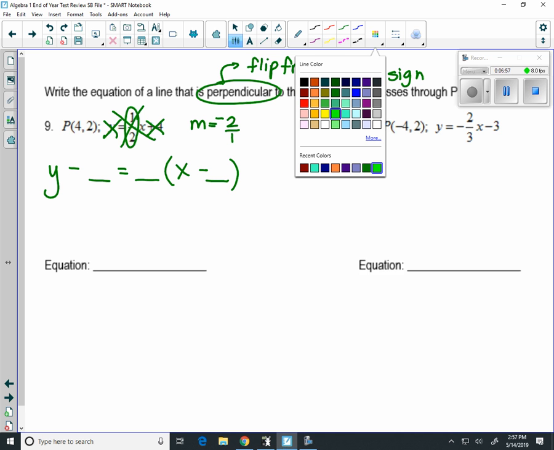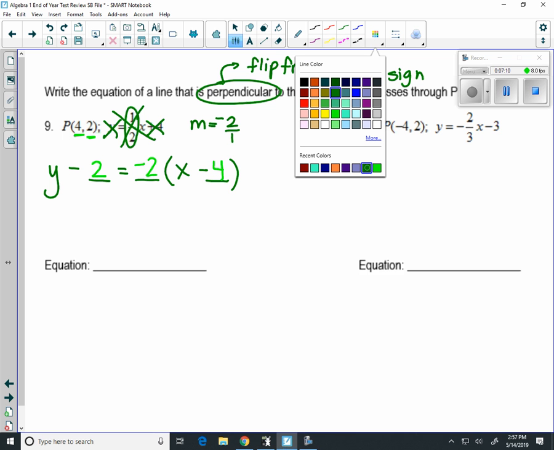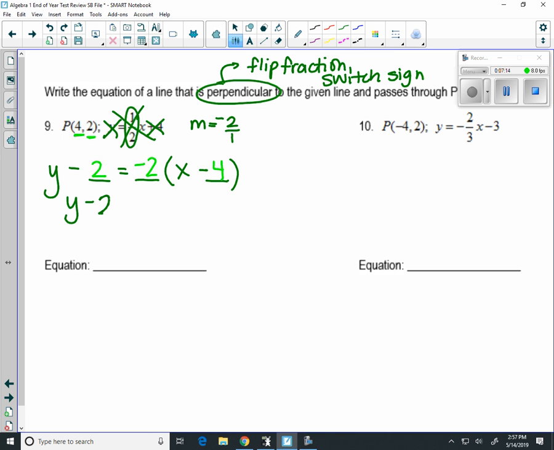So I'm going to put -2 in for my slope. I'm going to put my x next to my x. I'm going to put my y next to my y. And then I'm going to go ahead and solve for y again. Y minus 2 is just going to hang out while I distribute this -2. Be careful with your signs here. -2 times -4 is +8.